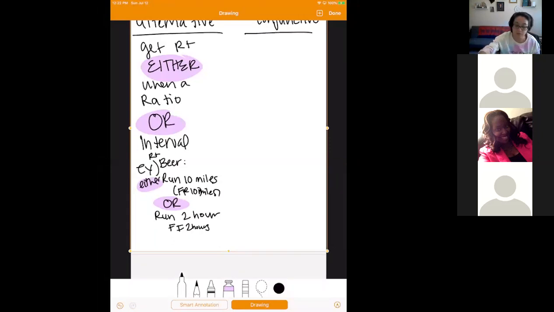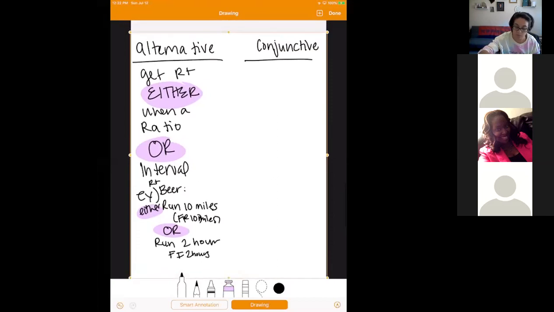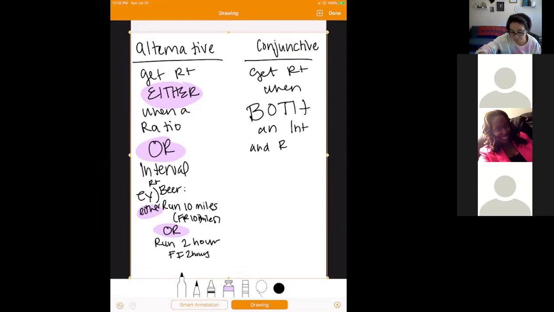So the difference now between alternative and conjunctive is you get reinforcement when both an interval and ratio schedule have been met. Both. So we'll go back to the running example.